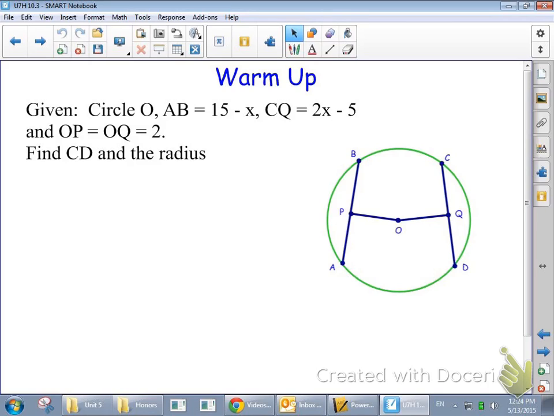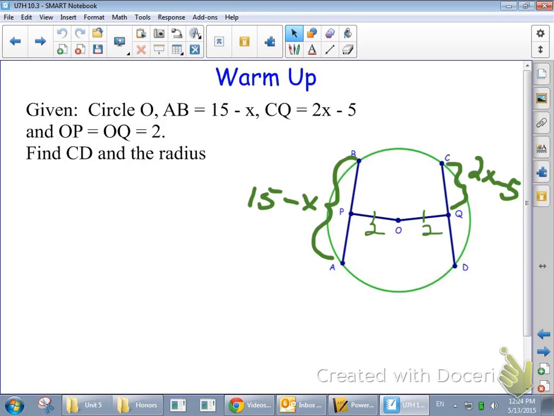Okay, so you're given circle O. You've got AB equal to 15 minus x, and CQ equal to 2x minus 5. So AB is this section right here, 15 minus x, and CQ is right here, 2x minus 5. We're also given OP and OQ are congruent, and they both have a measure of 2. So we're going to go ahead and mark our picture.